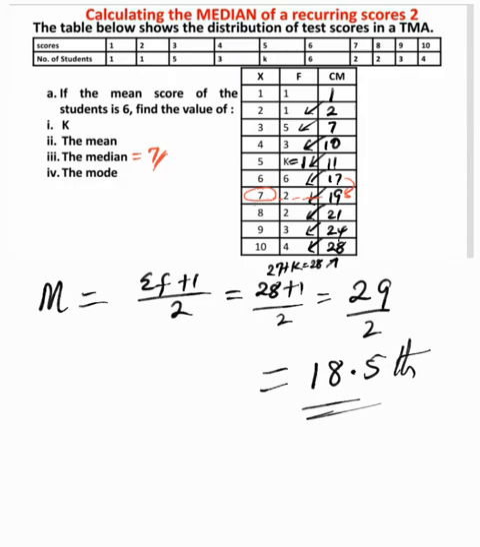We trace it to the score on this column X. So the value there is 7. Therefore, 7 becomes the median.